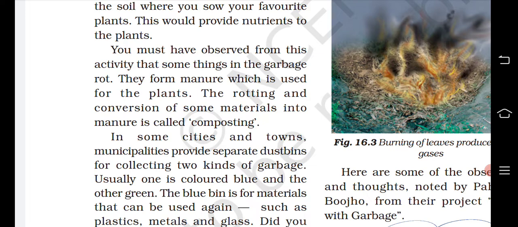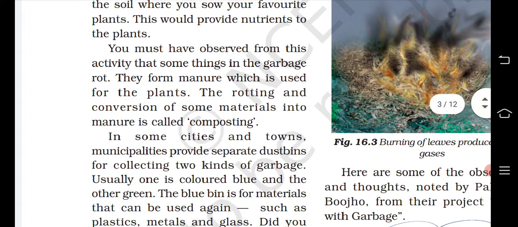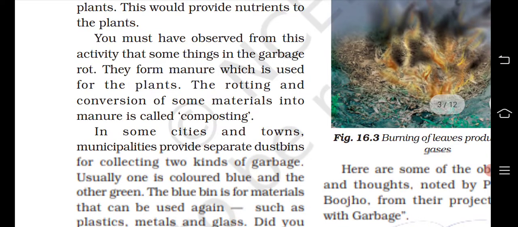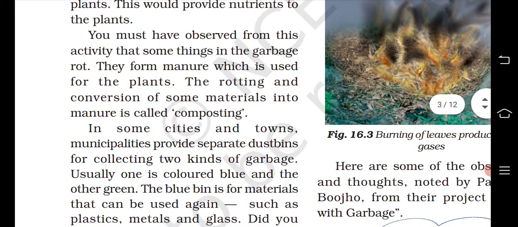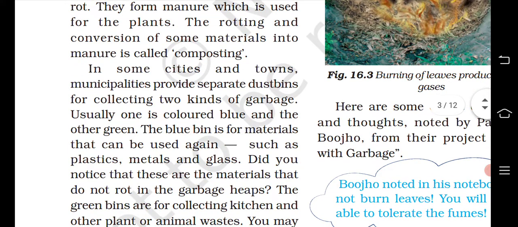In this method of composting, sometimes we can use red worms. They secrete substances which add lots of nutrients to the manure, and the process by which composting is done with the help of red worms is known as vermicomposting.